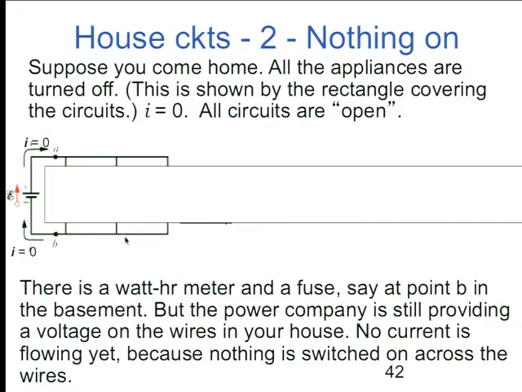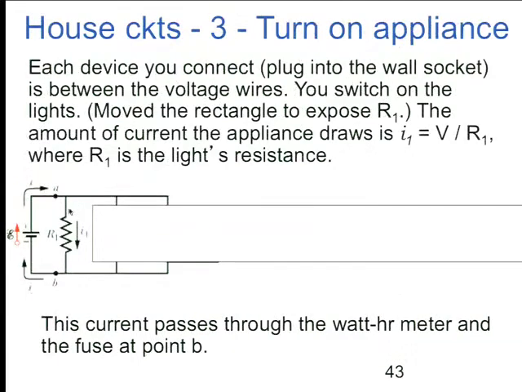So the next picture, I hope, says, okay, let me turn on something. And you see, I put an appliance, I say you turn on the lights. What I'm doing is I'm putting a bulb or lamp across these two wires. There is this electromotive force across the wire, and so the current is going to flow through.